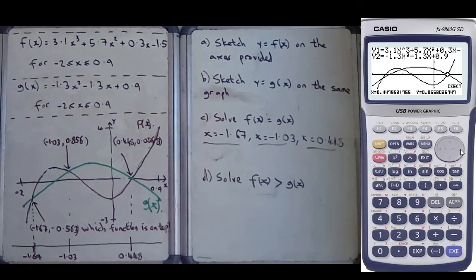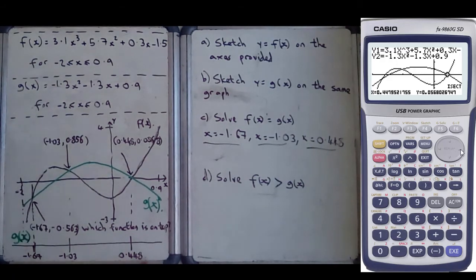The first region is between the end and minus 1.67. In this region here, which function is higher? You can clearly see that the green line is above the black line in that area. So that means g of x is on top. g of x is greater than f of x in this little area here. So I'm going to write g of x on top there.